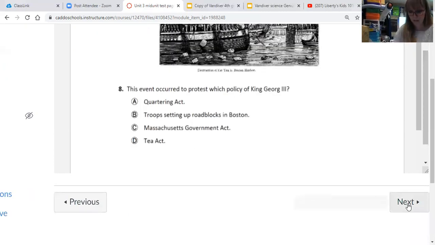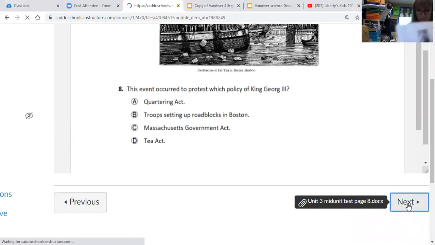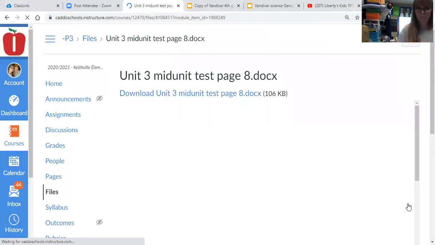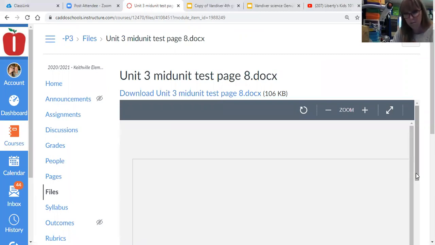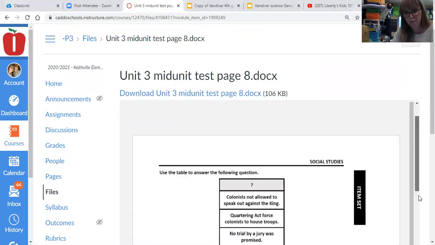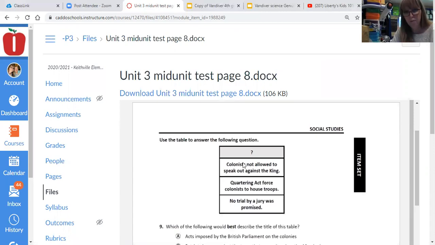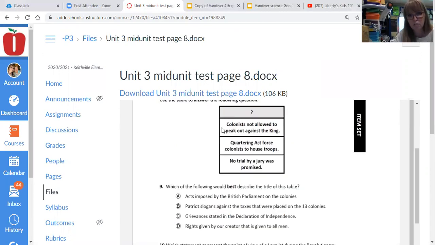So hit next. This will get us to page 8, starting with number 9. Okay, so we want to put a title up here, and the blanks that are underneath it.